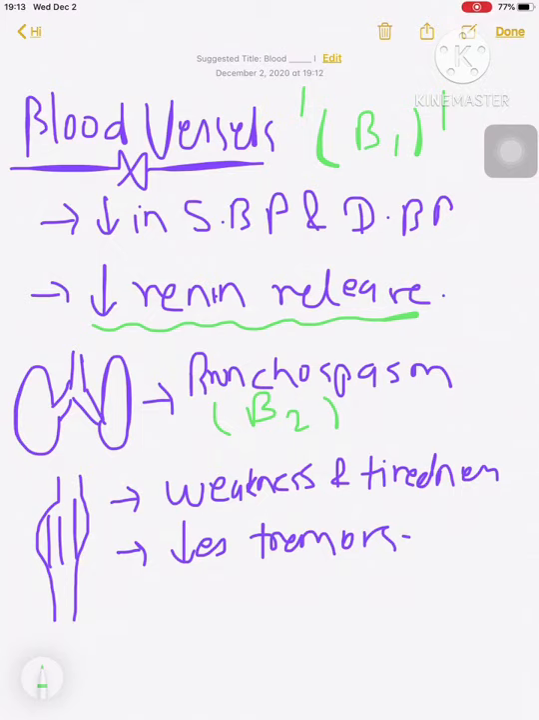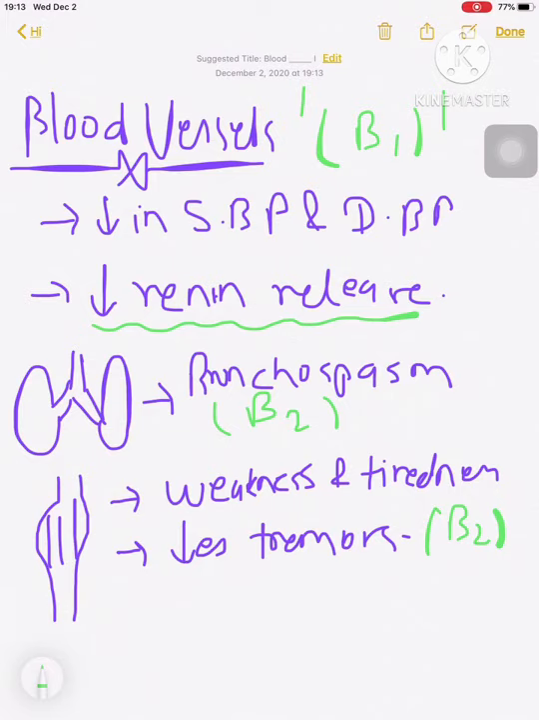Okay, now the fourth one is their action on muscles. Muscles due to beta blockers, patient may complain of muscle weakness and tiredness. This occurs because beta 2 receptors usually dilate the blood vessels supplying the muscles, and beta blockers oppose this action. Thus, less blood reaches the muscle and the muscle gets easily tired and fatigued.